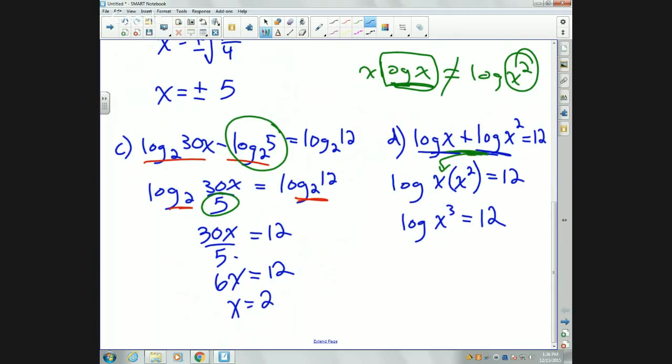If there were a log on the right, we could do that, but there isn't. So we're kind of stuck. Where do we go from here?